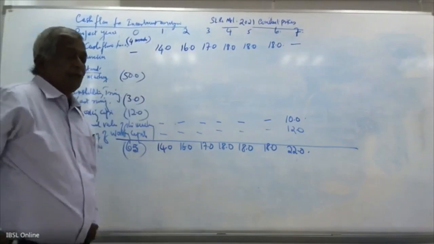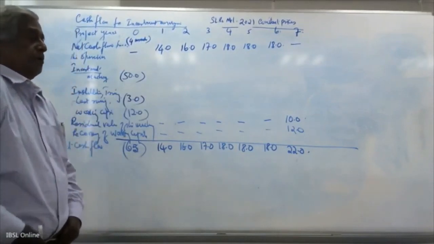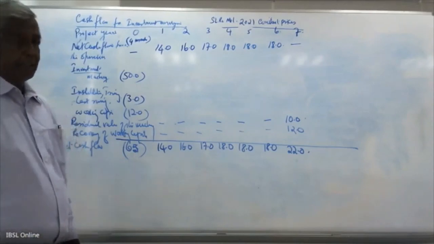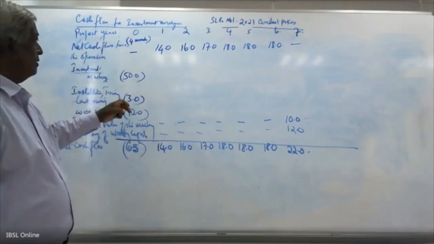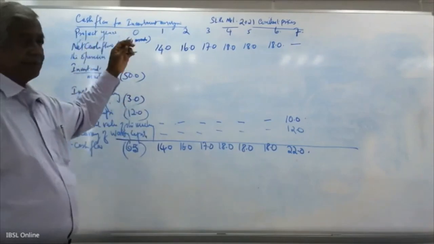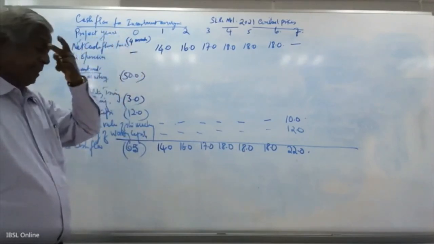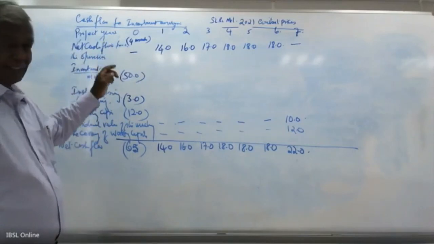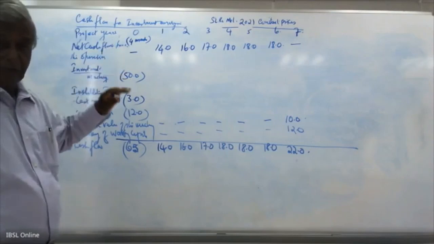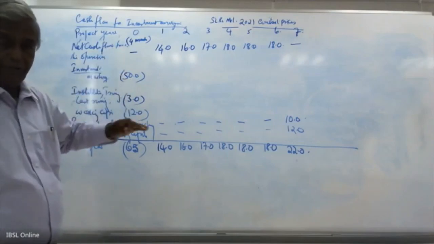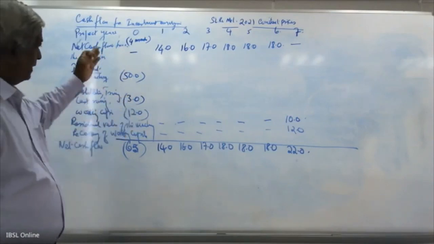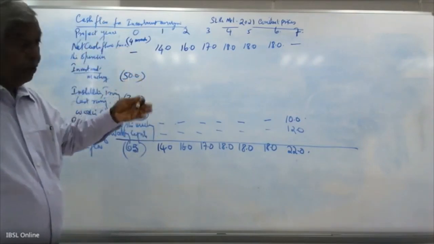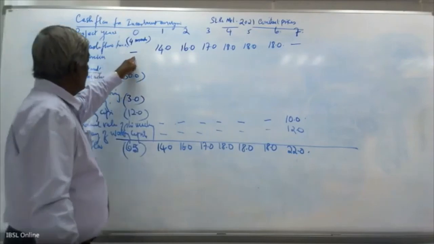Actually, year 0, that is the investment period, can be from 1 month to 12 months. Then year 1 starts. So you should not get confused. Here the year 0 is 4 months. Don't try to do it here.